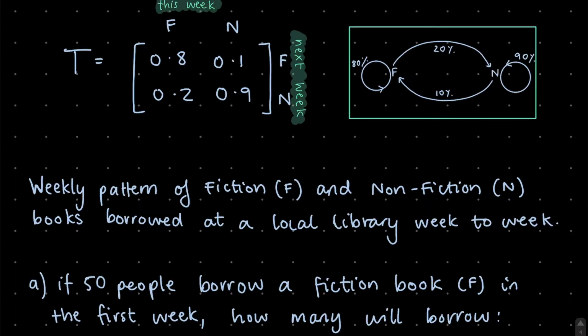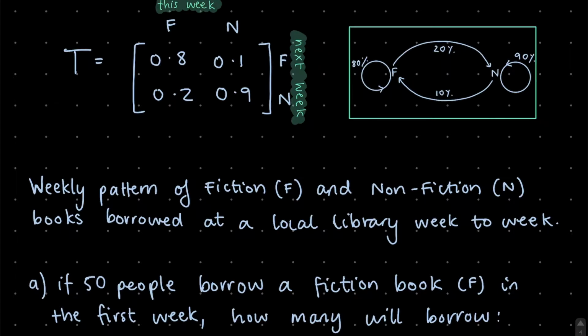Okay, so I've come prepared this week. What I've done is I've already drawn up our transition matrix here, and to the right hand side we've got the network or the diagram which it originated from. Now this matrix is in terms of the context of fiction and non-fiction books. So it's a weekly pattern of fiction and non-fiction books borrowed at a local library week to week.